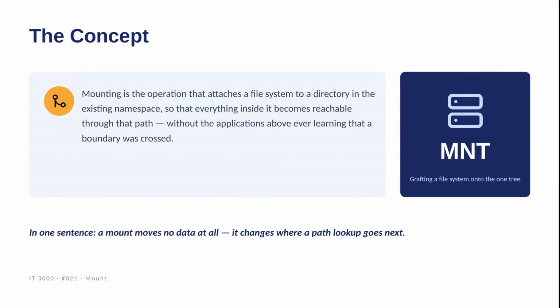So let's pin down the concept precisely. A mount attaches a file system to some directory that already exists in the tree, and from that moment on, anything inside the mounted file system is reachable through that path, transparently. The applications walking that path have no idea they've crossed a boundary. And here's the part worth underlining. A mount moves no data at all. It simply changes where a path lookup goes next.